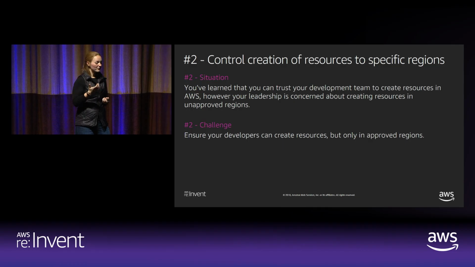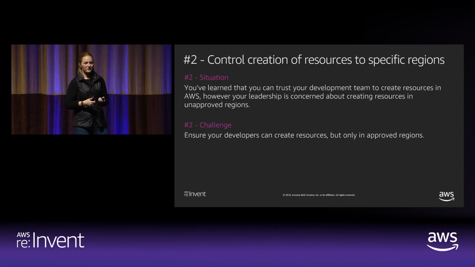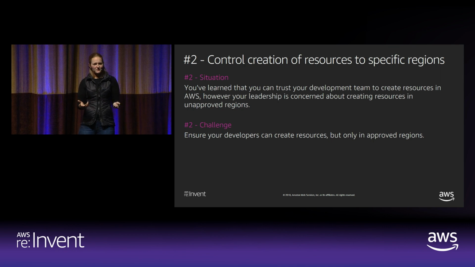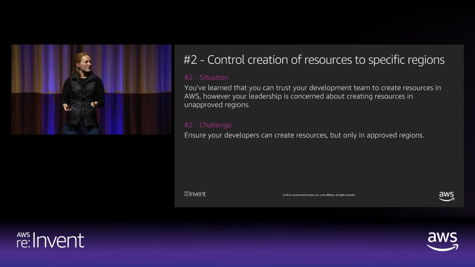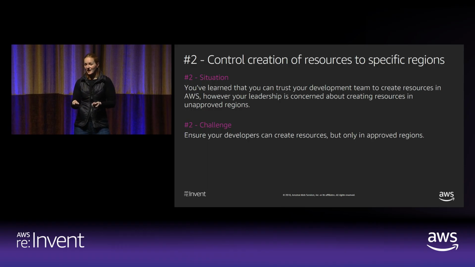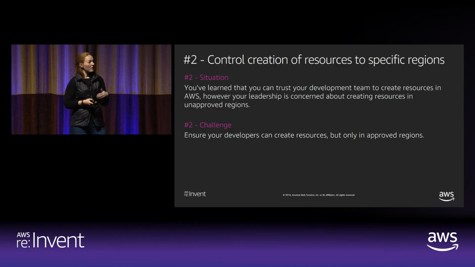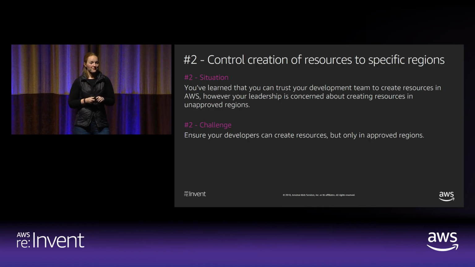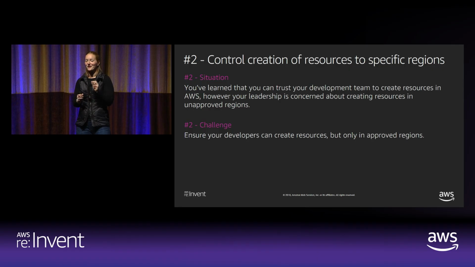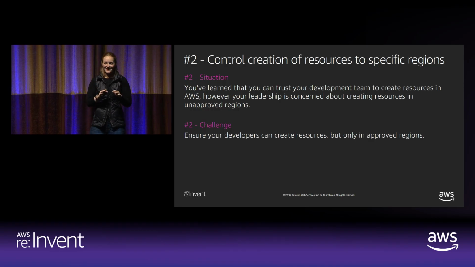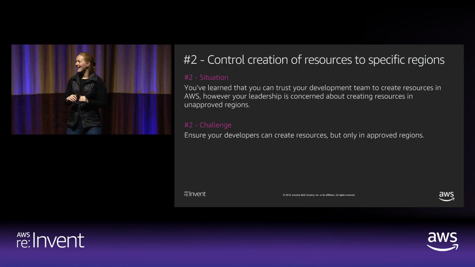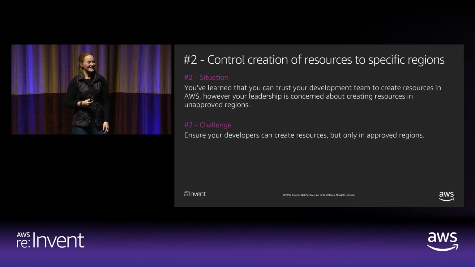Number 2, you've learned that you can trust your development team to create resources. So Casey's allowed to launch some instances, create some secrets, maybe add some objects to S3. But you are terrified of creating resources in unapproved regions. This was a big one this year, right? And so your challenge is to ensure that developers can only create resources in approved regions. And by the way, if you can determine or predict what I am going to say is the approved region in this example, then brownie points to you, put it on Twitter or something like that, and tell me afterwards. We'll see if you can predict.